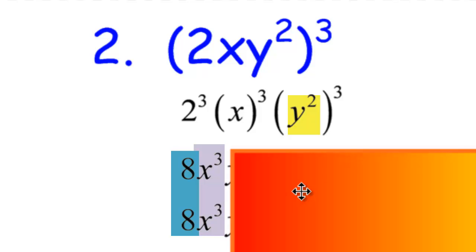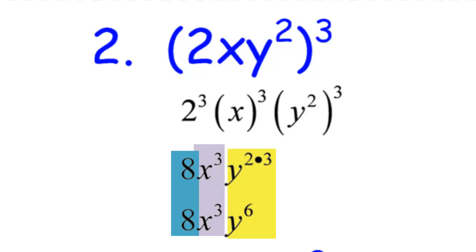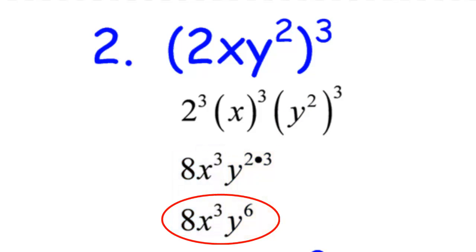But y squared to the third power is another property of exponents. I have my exponents stacked, so I multiply those to become y to the sixth, and my final answer is 8x to the third, y to the sixth.